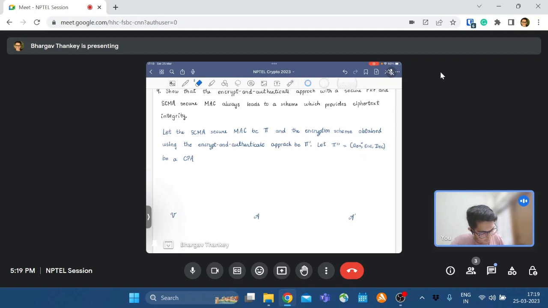Okay, so I'm using a PRF. Rather, let me write it like that. This is a CPA secure scheme constructed using a secure PRF.